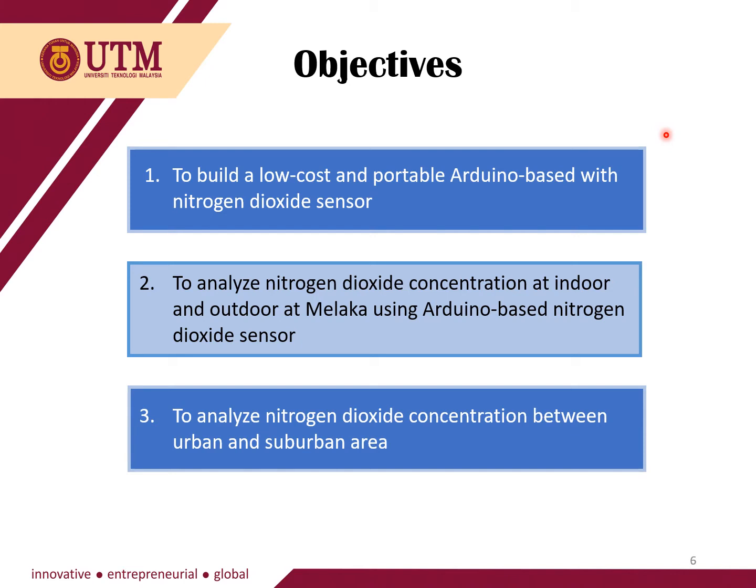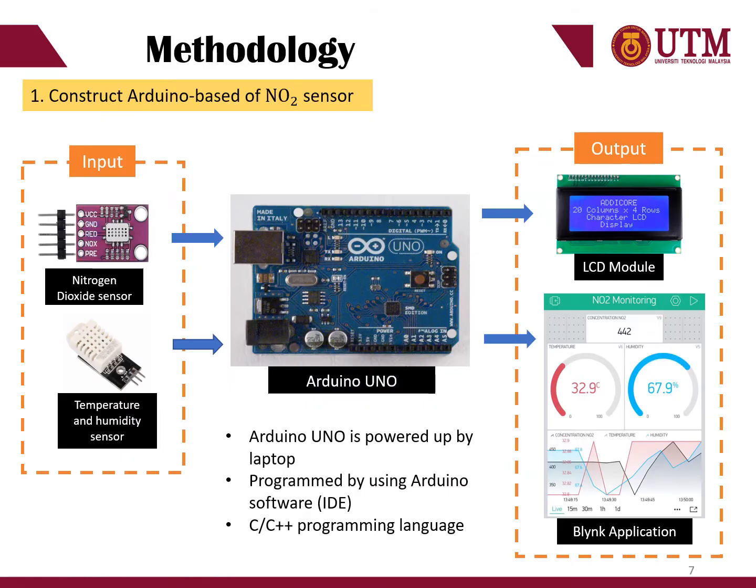The objectives of this research were to build a low-cost and portable Arduino-based nitrogen dioxide sensor, to analyze nitrogen dioxide concentration indoor and outdoor at Malacca using the Arduino-based nitrogen dioxide sensor, and to analyze nitrogen dioxide concentration between urban and suburban areas. Next, we go to methodology.